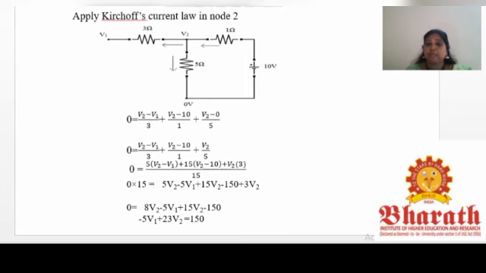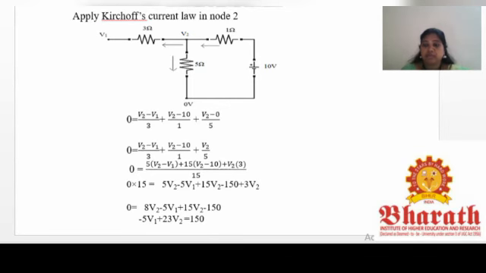I am going to write the equation for the second element, that is my 1 ohm resistance. It is connected between node 2 and this voltage source. So I am going to write my equation as V2 minus 10 divided by 1. Same way, my third element, this 5 ohm resistance, is between node 2 and the reference node, so I write V2 minus 0 divided by 5. Now we have framed the node 2 equation.